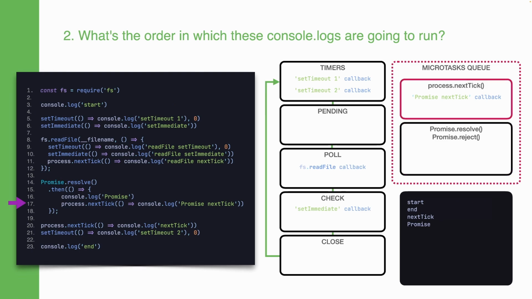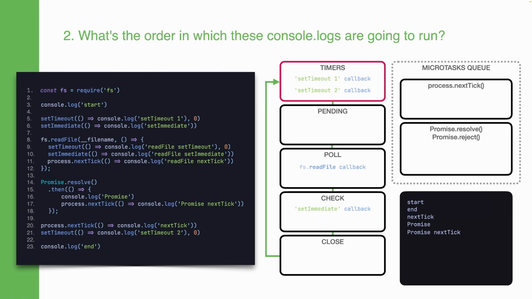Because of that, the nextTick queue, which has a new callback, will be processed next. Therefore, promise nextTick is logged to the console. Now all the microtasks are executed. The event loop starts its first iteration with the timers phase.